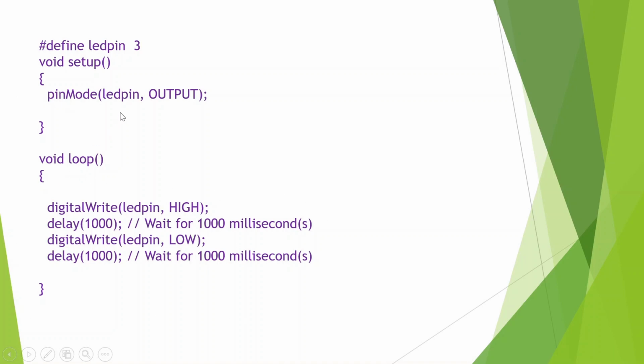Instead of LED_BUILTIN, we have to write LED_PIN here, and we can pass HIGH to the LED_PIN. After a 1 second delay, we will give a LOW to the LED_PIN. So the LED will blink.